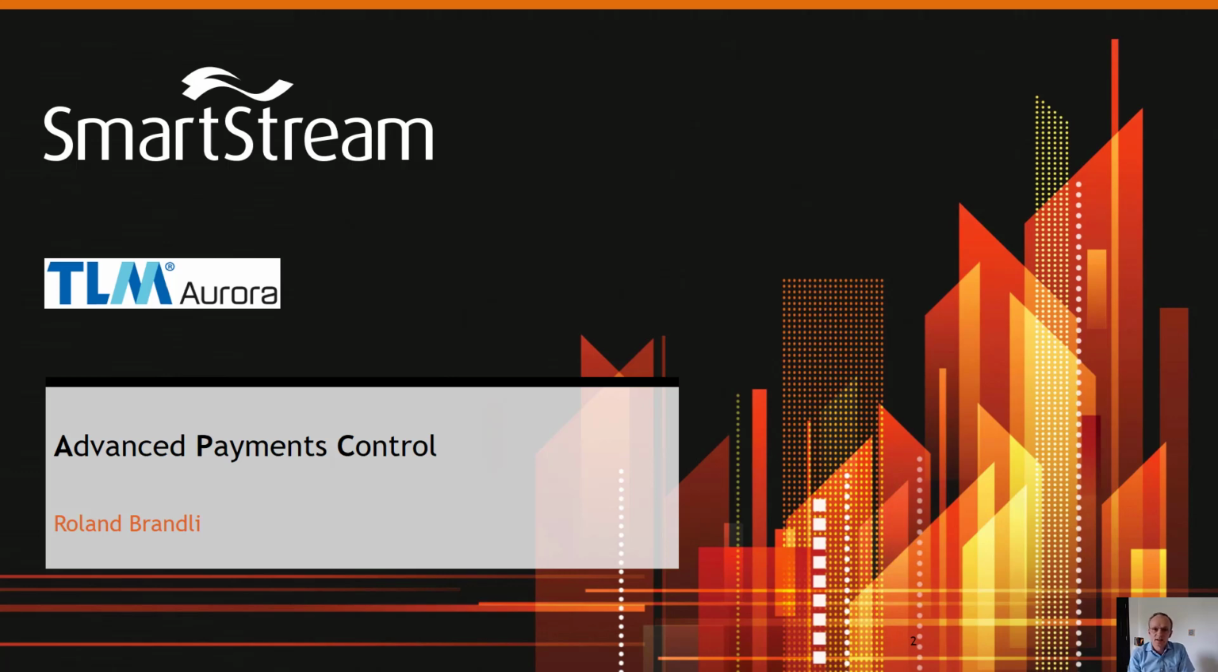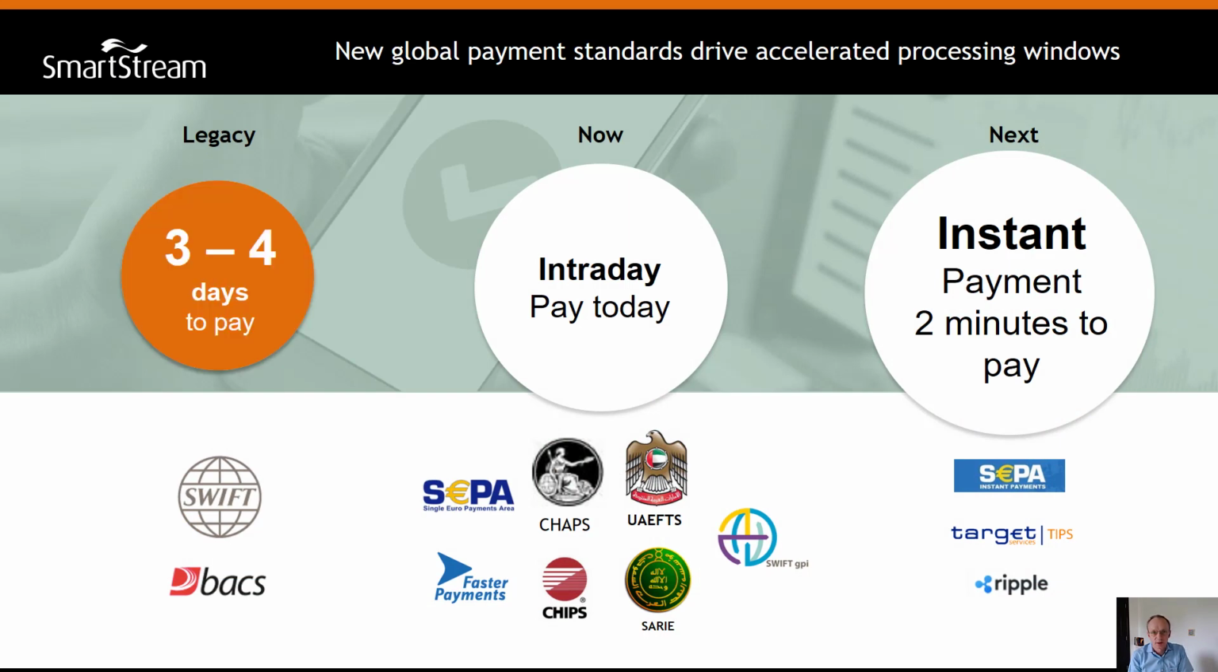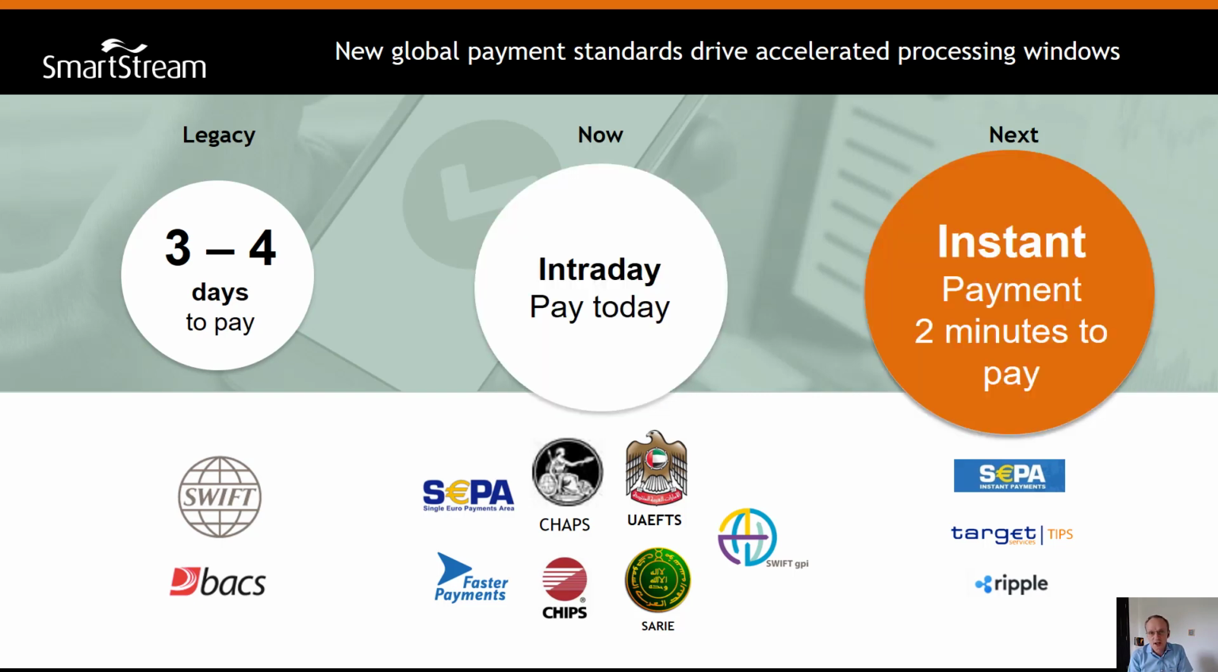Everybody, I'm here today to talk to you about TLM Aurora from SmartStream and its brand new module, Advanced Payments Control. The payment landscape is rapidly changing. With the introduction of things like ISO 20022, instant payments, and blockchains such as Ripple, we are constantly faced with more and more formats. How do we manage that and the cost involved in implementing those? Well, Advanced Payments Control is all around consolidating exception management for all those different payment rails and all those different formats, and increasing the turnaround time in exceptions.